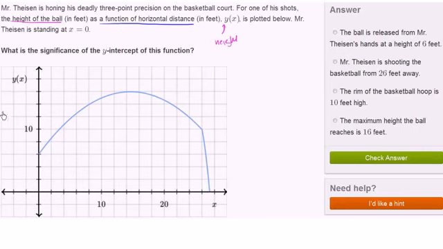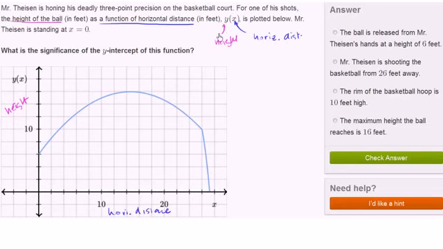So our y-axis is going to represent height. And it is a function of x. So x must represent horizontal distance, because height is a function of horizontal distance. So this right over here is horizontal distance.